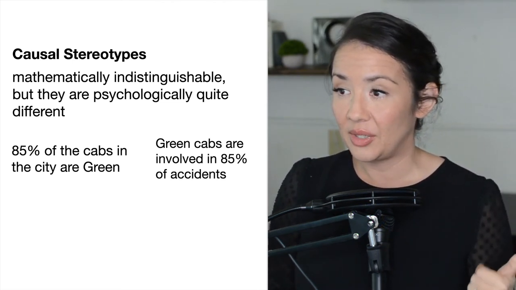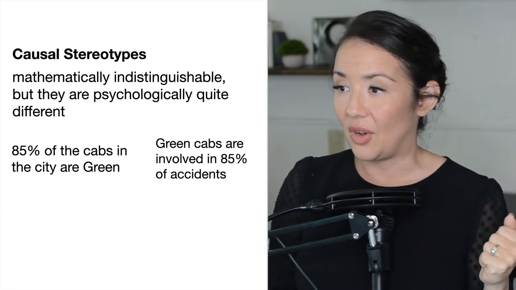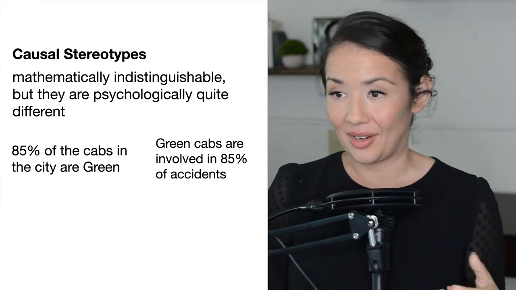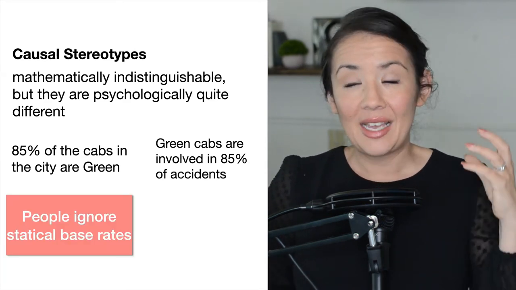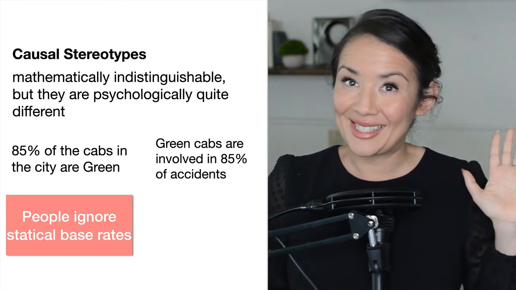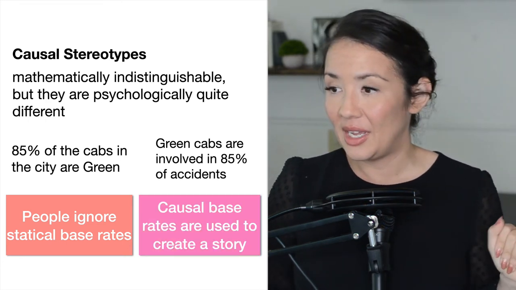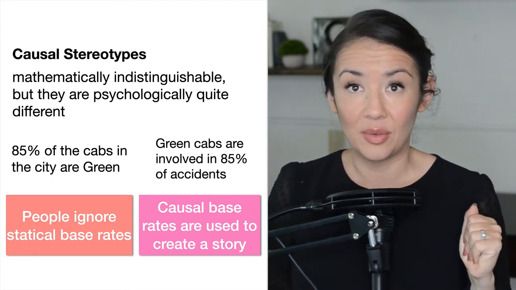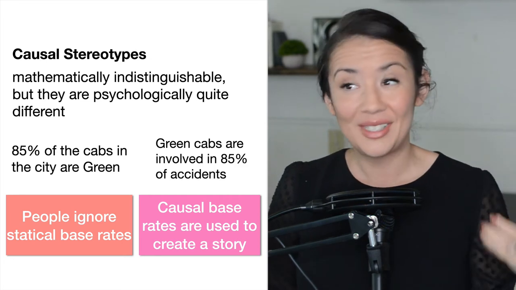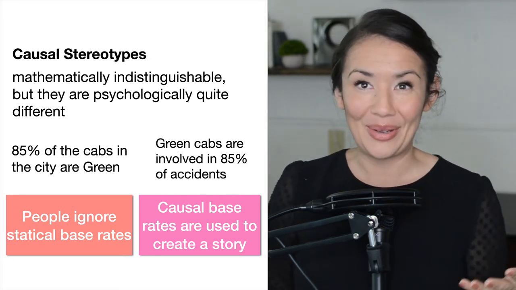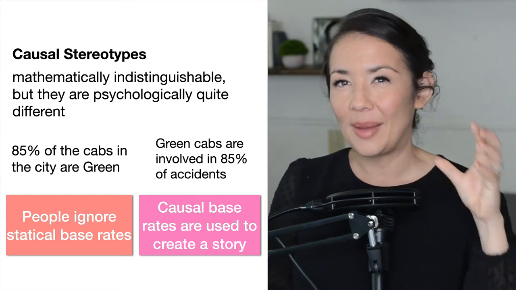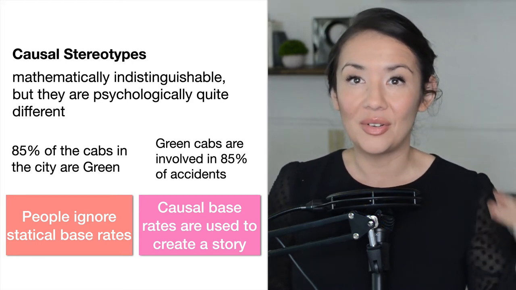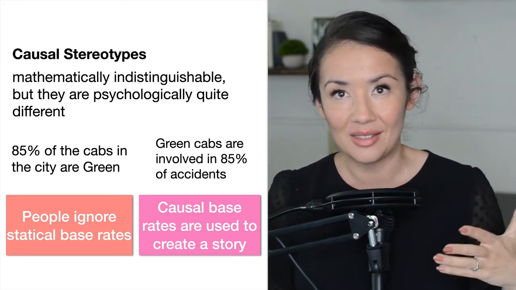85% of cabs in the city are green, and green cabs are involved in 85% of accidents. That is the same statistical information there, but the one on the left is a base rate that focuses on just the statistics, and people tend to ignore it, and the one on the right creates a story. And people can actually focus on that information more and make more effective decisions in this cab scenario, which is interesting because it's really grabbing their attention. So they're drawn to focus some on the base rate because it's part of this causal narrative that is created in the story.